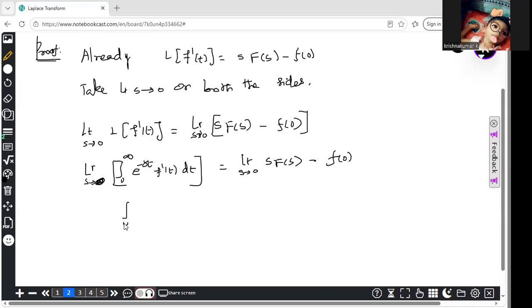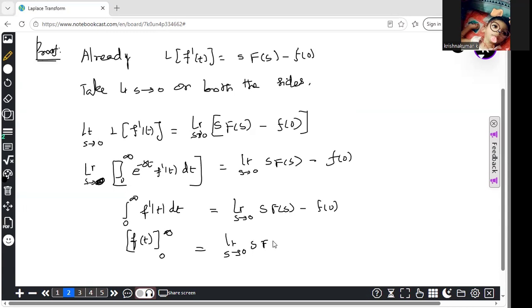So this integration will be e power integral 0 to infinity f dash of t into dt. Because e power 0 is, sorry, 1. So here if you write this, then limit s tends to 0, s into f of s minus f of 0. Now integrate this, this becomes f of t, and you have to apply the upper and lower limit, then this becomes limit s tends to 0, s into f of s minus f of 0.